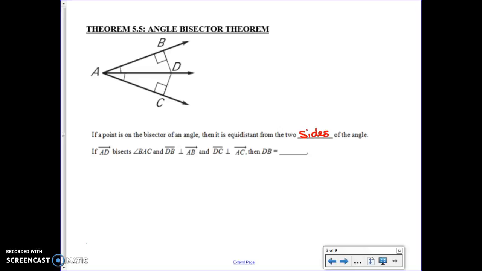So if AD bisects angle BAC, look at your pictures, I'm reading this. So ray AD bisects angle BAC, it cuts it in half. And we know that segment DB is perpendicular to ray AB. And we know that segment DC is perpendicular to ray AC. Then we know that DB equals DC. They're the same length.